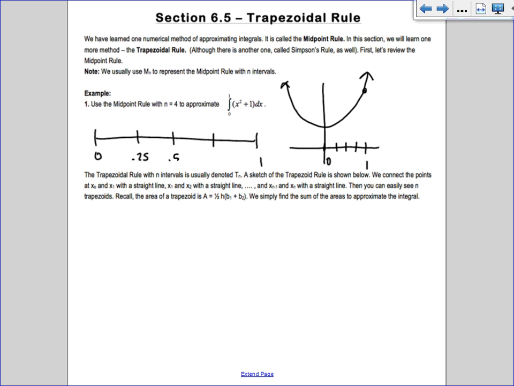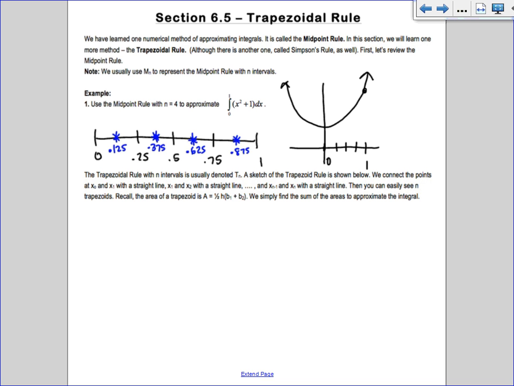So 0.25, 0.5, 0.75. Are those the numbers that I'm plugging into my function? No, because I'm using the midpoint rule. If I use the midpoint rule, what numbers am I actually going to use? Oh, the ones in between. 0.125. What's this one? 0.375? 0.625? 0.875? Okay, 0.875. Thank you. Hopefully those are correct.